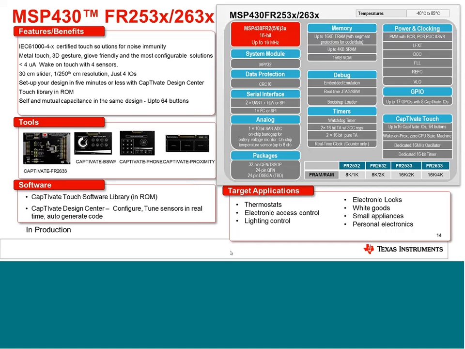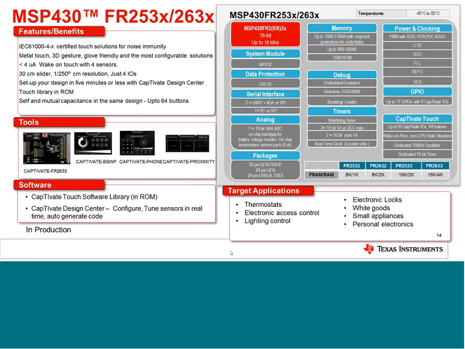We have a 32-pin QFN and a 24-pin QFN, and we are currently working on a chip scale package. It is actually a 2.2 by 2.2 millimeter package. So if you want small packages, we have a solution coming up, but the other packages are fully released to market today.